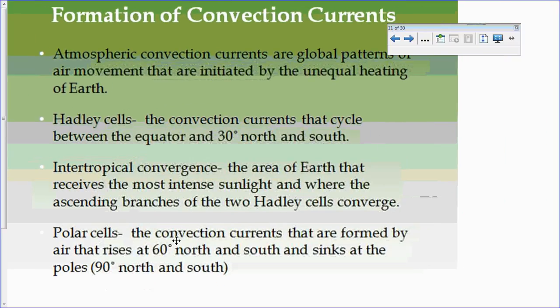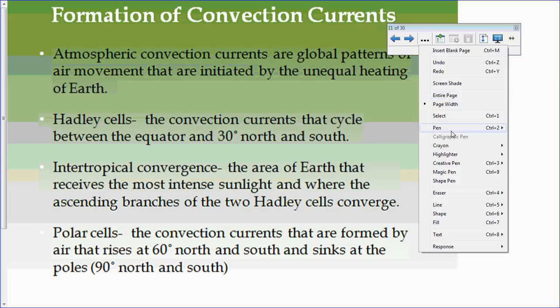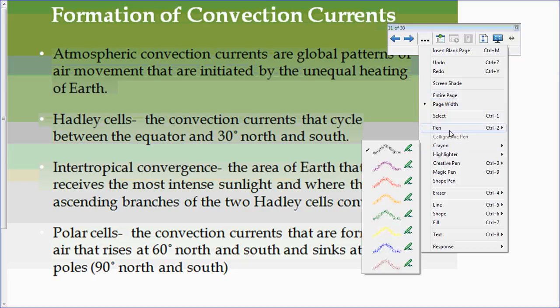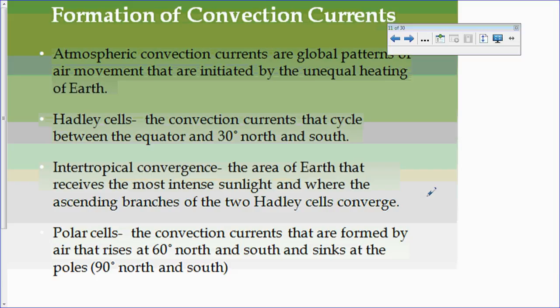Okay, polar cells are at the very top. They're from 60 to 90, north and south. And of course you have Ferrel cells, which are in between the two. And those three cells put together collectively act like a little conveyor belt to move the heat up from the equator. So those three groups of cells, I'm just going to draw the northern ones. So you've got the Hadley, Ferrel, and the polar cells. These guys right here are going to move heat from the equator up this way. Okay? They're going to move all together.